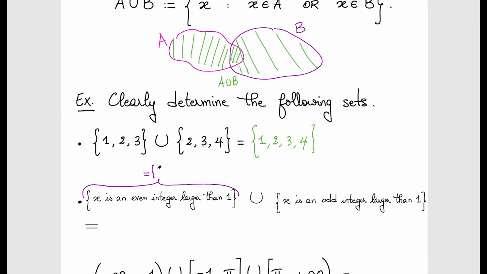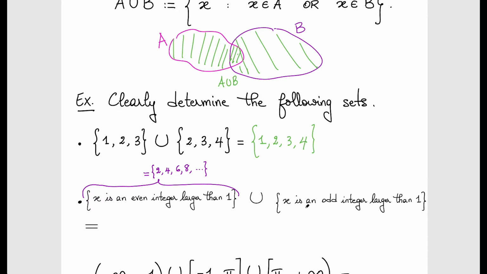So it's the set consisting of 2, 4, 6, 8, and so on, right? Realize I put the dots because the pattern is now understood. It's just the even numbers. You just add 2. Okay. So all this thing means the set consisting of 2, 4, 6, 8, all the even integers larger than 1. And how about the other guy?